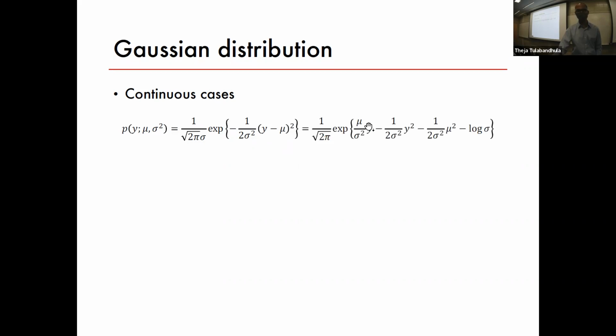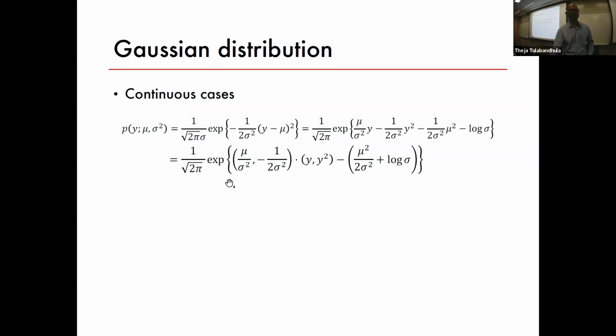But we can in fact just expand the square term. You have a term involving y, a term involving y square, and a term involving nothing to do with y. Remember, y is our generic realization of the random variable. So what you can do is group things together. Just 1 by square root 2 pi, keep it separate.